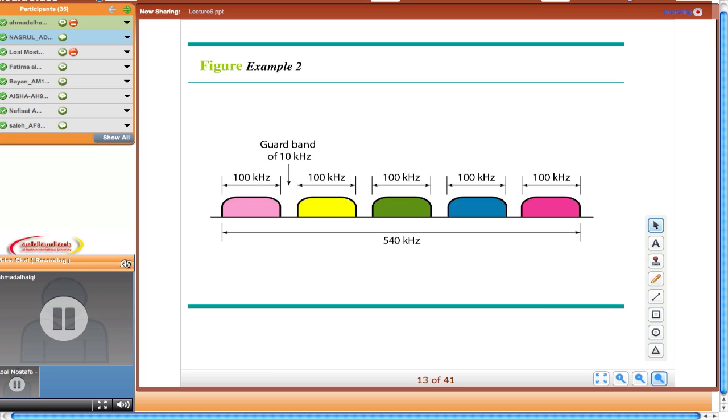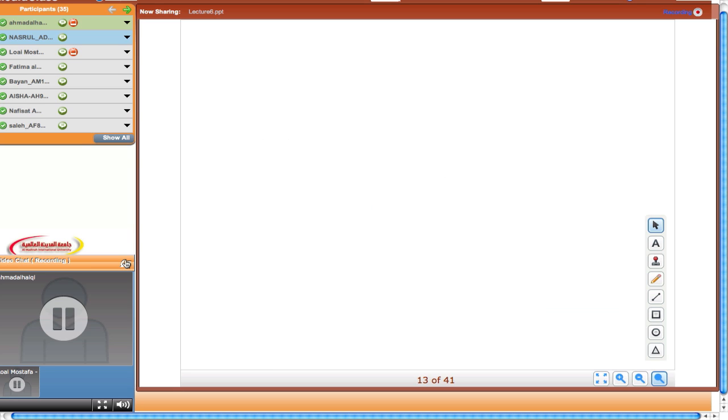We need more than 500, because initially you may think that 100 kilohertz into 5 is 500 kilohertz, but actually we will need at least 540 kilohertz. 40 kilohertz, because of the guard bands we have to use 10 kilohertz between each one and the other, and because these are 5 signals, then we need at least 4 gaps between them, 4 guard bands. So we'll use 4 into 10, 40 kilohertz. So it will be like this. We need a link of 540 kilohertz to accommodate all these 5 voice signals.